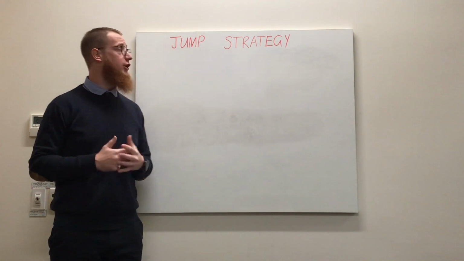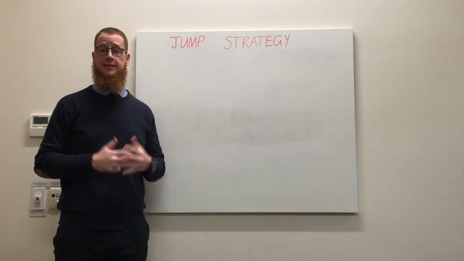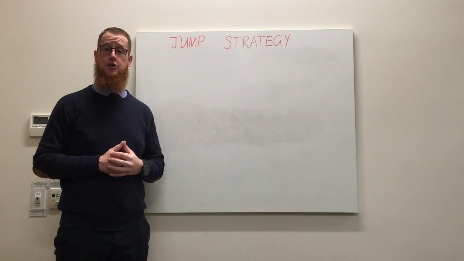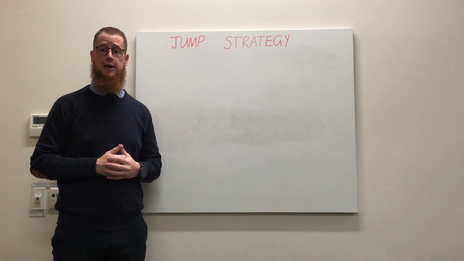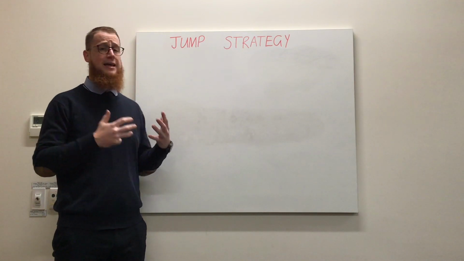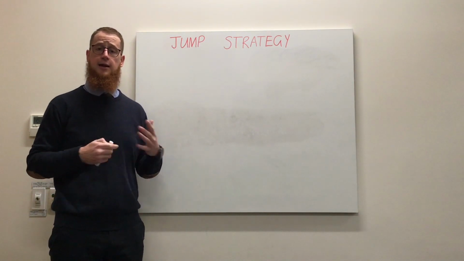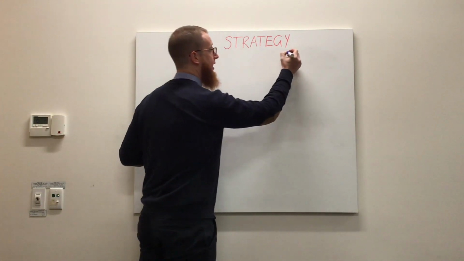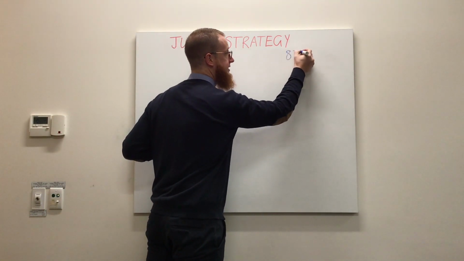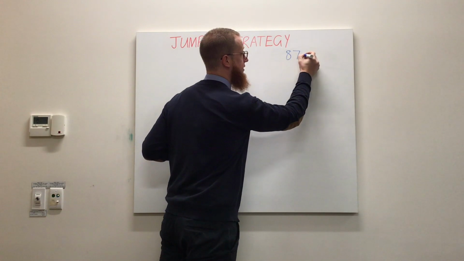Now, in our last video, we covered what jump strategy is. It is a mental strategy taught in stage 2 that can be used for addition or subtraction. This video is going to focus on using jump strategy to solve subtraction equations. Let's take this equation as an example. 87 minus 32.